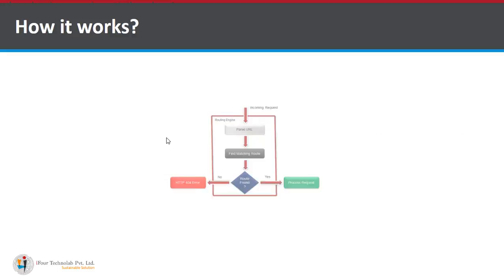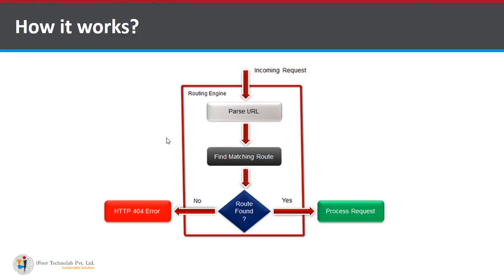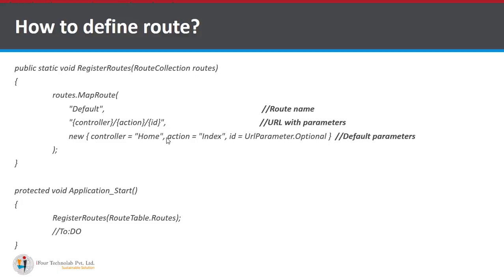Now, how does it work? So here you can see there is a diagram for routing. You give an incoming request to the routing engine. That incoming request will be passed as a URL. Now what will happen? It will find the matching route in your route table. If the route is found, then it will process the request. Otherwise, it will just generate an HTTP 404 error. This is a simple diagram for understanding the routing mechanism. Now, next is most important, that is how to define a route.